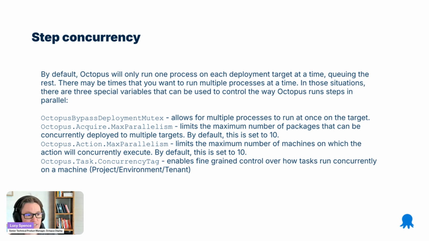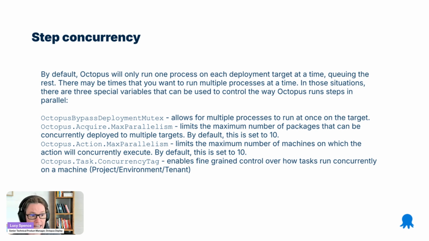We have a couple of other tags around acquire max parallelism, which is about acquiring packages, and action max parallelism, which is how many steps you want to try and action at the same time. Again, we default to 10. You can increase or decrease that. Be aware of the implications that increasing that will have on that machine's resources. That's really why we can't give any strong recommendations in this space. It's up to you, depending on the hardware you have, to figure this stuff out.